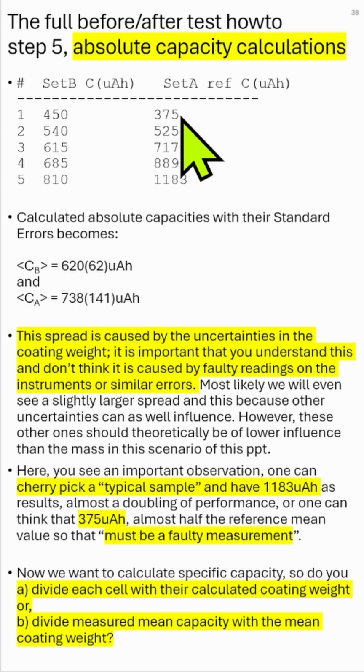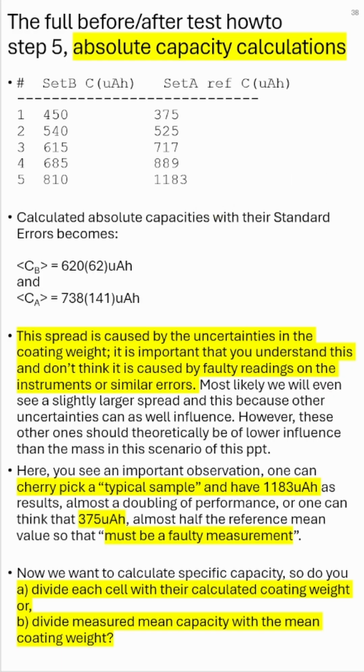So here is this, what shall I say, faulty mistake that you think 375 must be a false reading, and then we throw that result away. And then we cherry pick 1183. So that is something we should stop doing now, right? Because that is fraud.